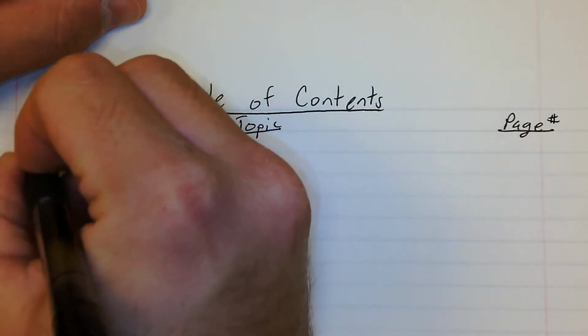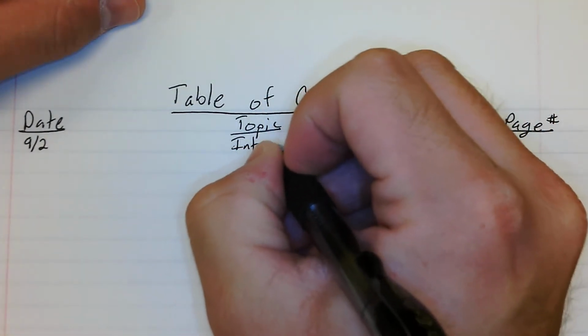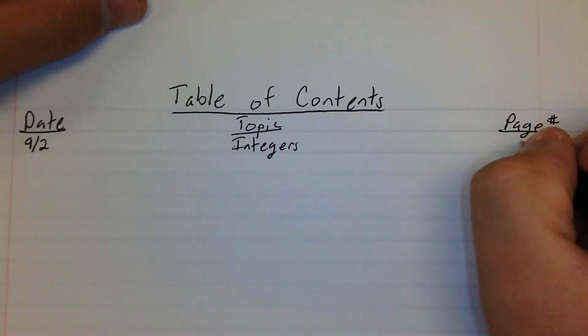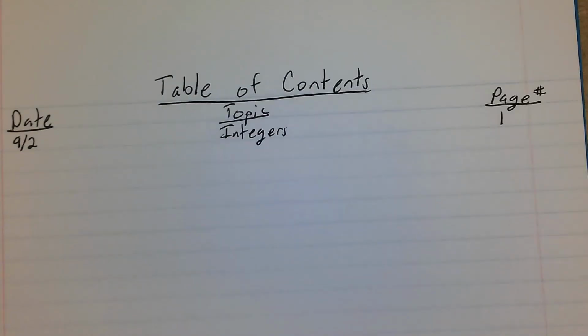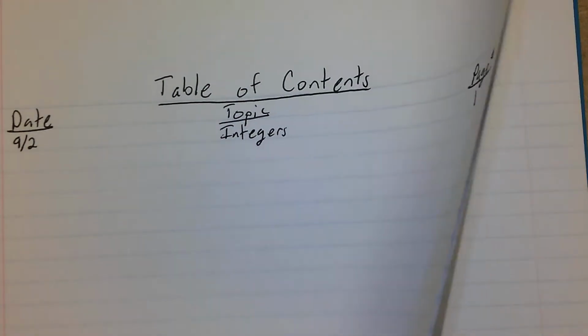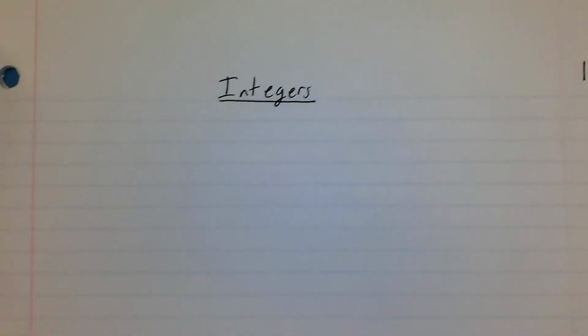So today's date is September 2nd, 9/2. Topic today, like I just said, is going to be integers. And the page number will be page number 1. So, once you've gotten that all written out, we are going to move on to taking notes. So, I'm going to number my page in the top right corner first, page number 1. My topic will go at the top, integers. And then we'll start talking.